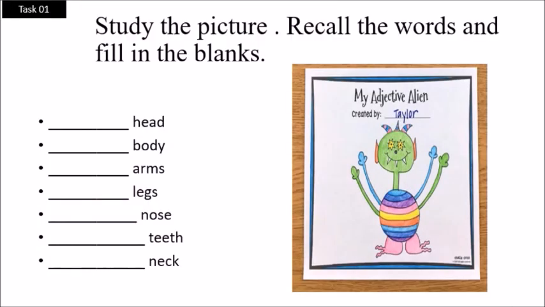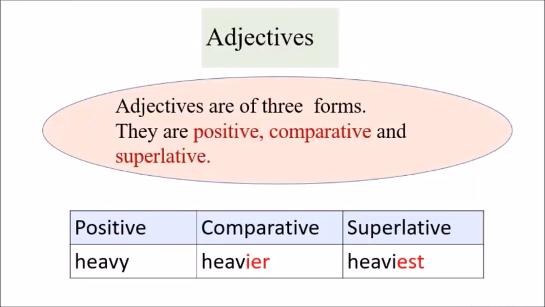Dear children, now it's your turn. Study the picture, recall the words and fill in the blanks. Let's study the three forms of the adjectives. They are the base form of adjectives, comparatives and superlatives. Let's learn the rules for forming comparative and superlative adjectives.